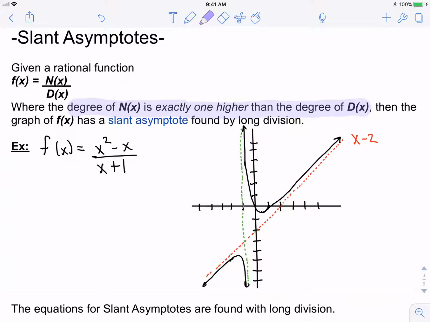So here we see the graph of f of x is equal to x squared minus x divided by x plus 1. The degree of the top is 2. The degree of the bottom is 1. 2 is exactly 1 higher than 1, so it checks out. If we graph this, we'll see that our slant asymptote is the line x minus 2. And this is actually what happens if we do the division of x squared minus x divided by x plus 1. So let's work that out.